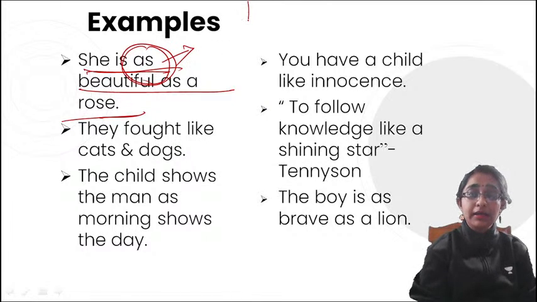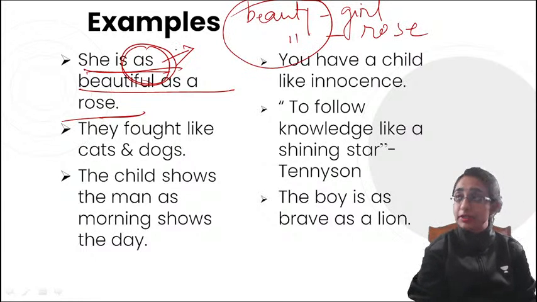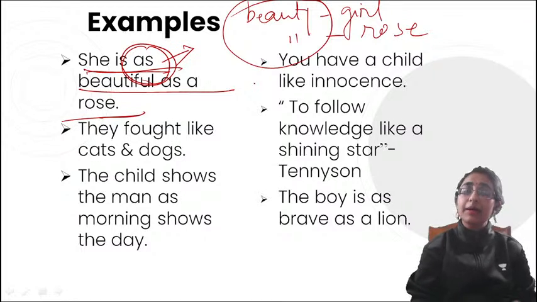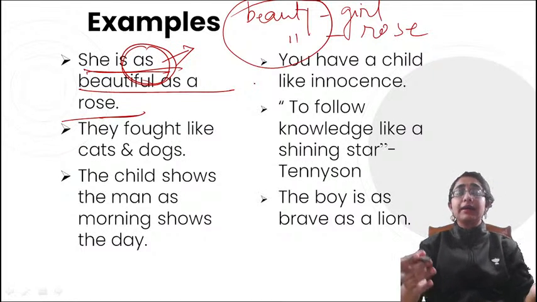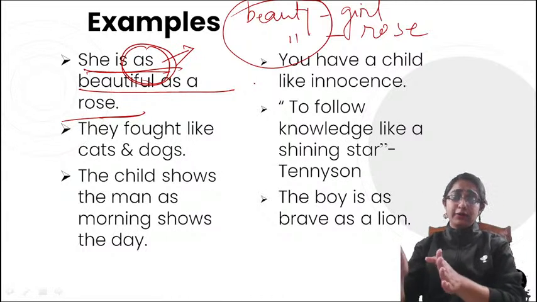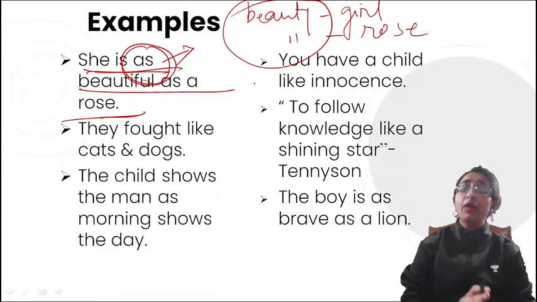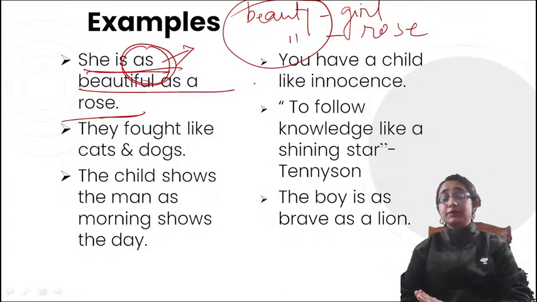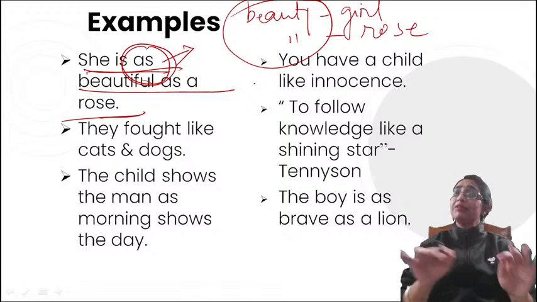The beauty of the girl and the beauty of the rose. So the quality is beauty. To compare the beauty of the girl and the beauty of the rose, we can say that the girl is as beautiful as a rose. We consider the rose the most beautiful object, and we are comparing a person, a girl, to the rose.